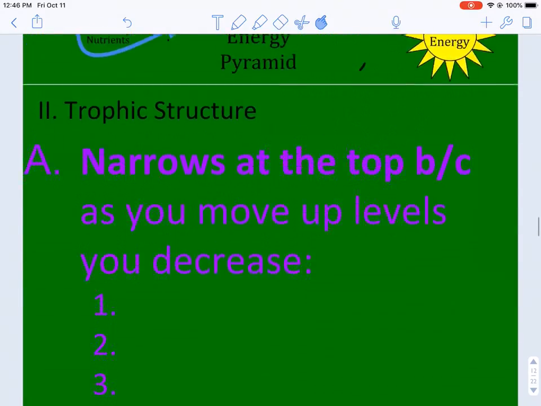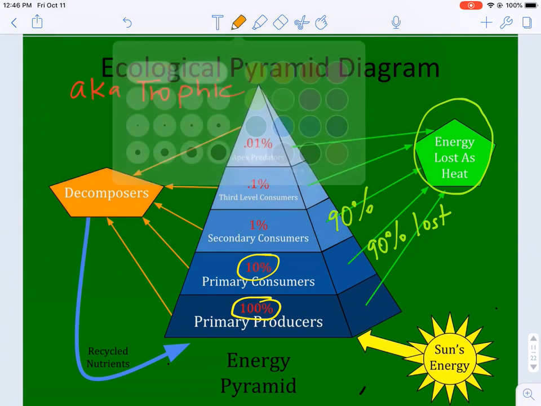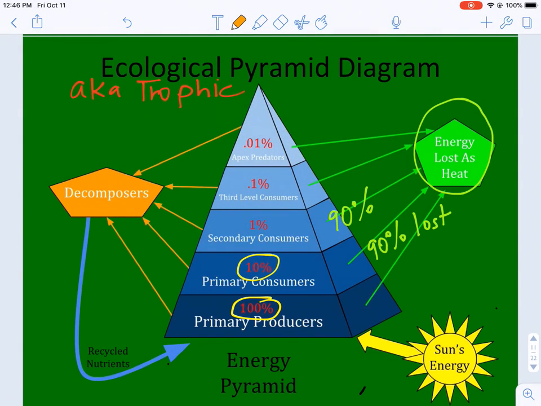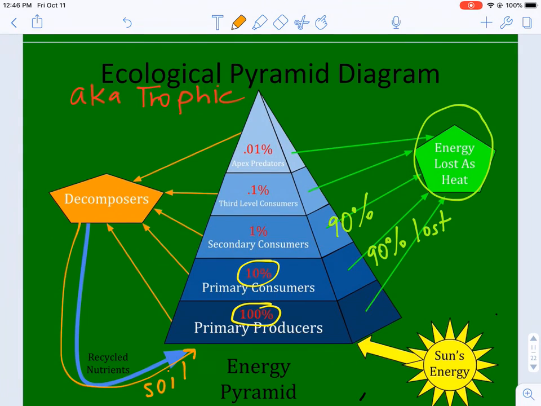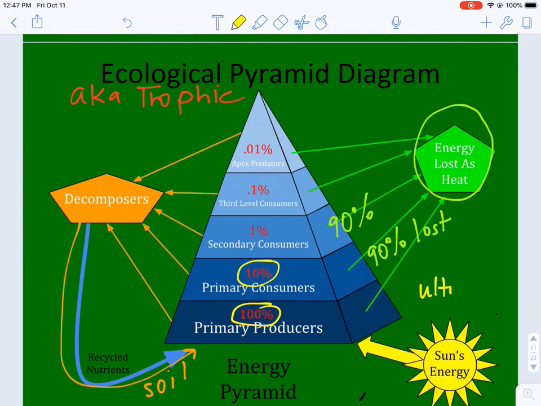So going back to the image, let's add one more thing here. We haven't really talked about where those decomposers are. So part of it's lost as heat, part of it's lost to decomposers. But then the decomposers go back into the energy pyramid through recycled nutrients in the soil. Then plants are taking those recycled nutrients and the ultimate source of energy for all ecosystems, the sun, and they are moving that energy up.